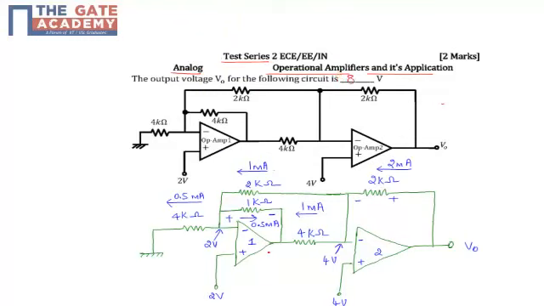So the output of op amp 1, that is V1, is 0 volts, and V0, that is the op amp 2 output voltage, is 8 volts. From this question we learned how to find V0, the output voltage for the given circuit. Thank you.